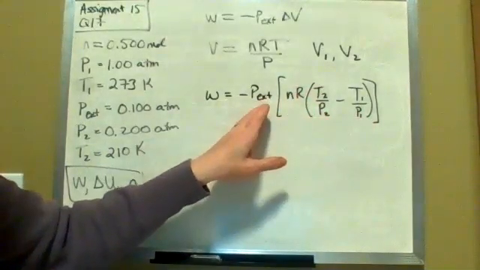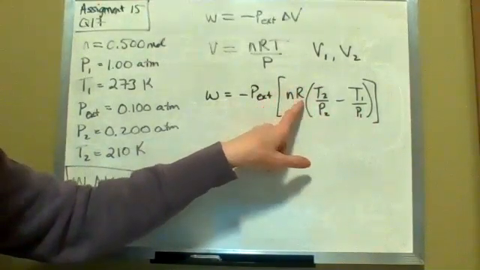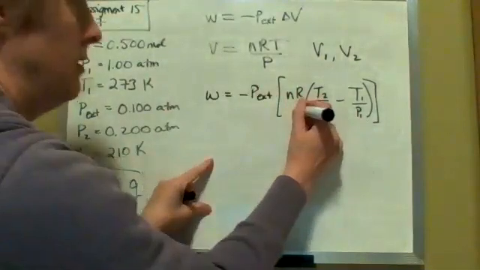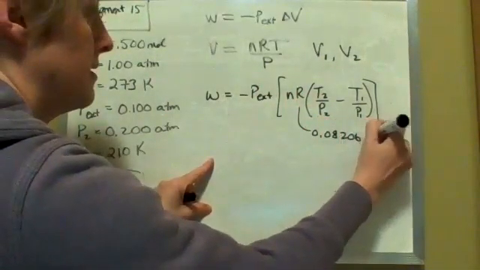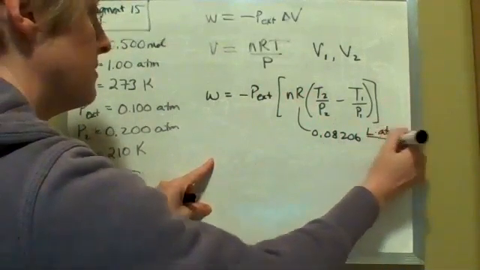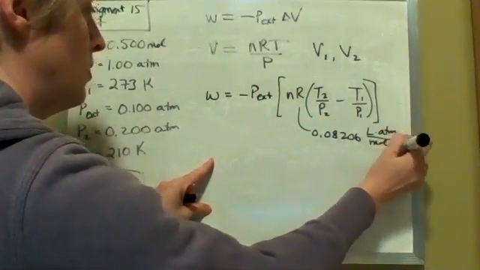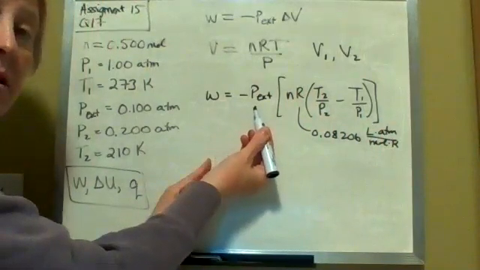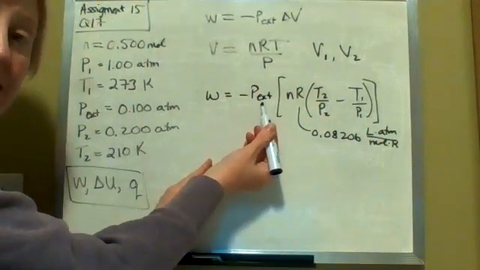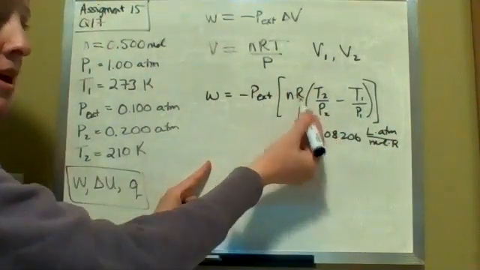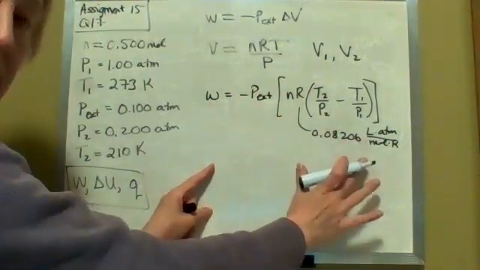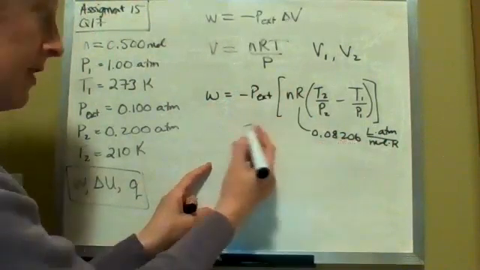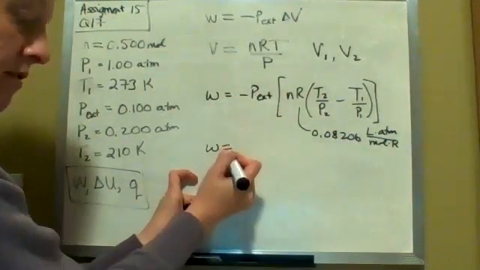So if you have pressure in atmospheres, your R is going to be little r, 0.08206 liter atmospheres per mole Kelvin. And of course, you could have switched this into pascals. If you go to pascals, then you would use your big R, 8.314. In this case, I'm going to keep it in liter atmospheres, which is perfectly fine. But just watch what happens on your final answer here.